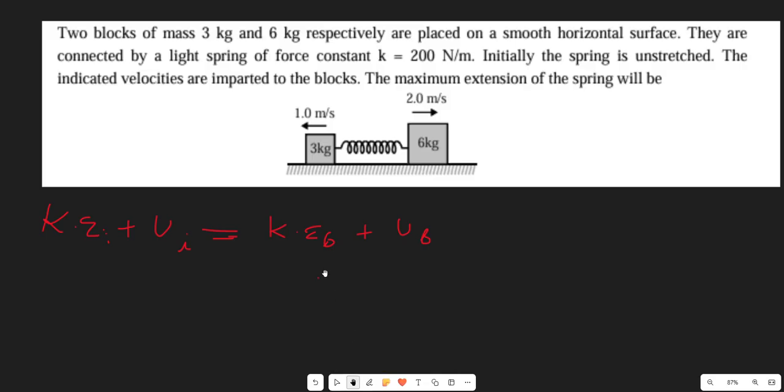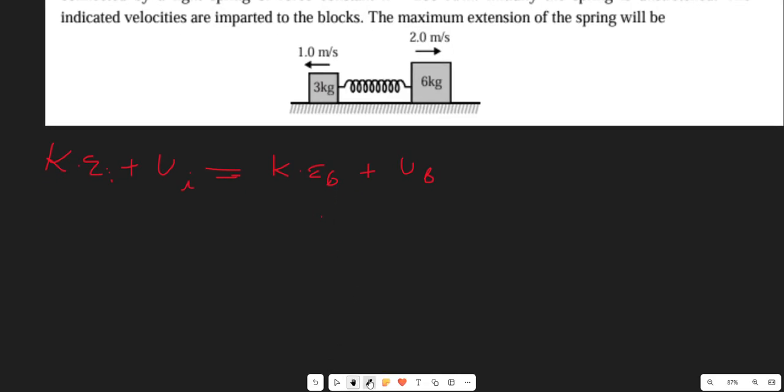Now, the initial kinetic energy will be equal to half m total u CM whole square plus half mu u relative square. This will be the initial kinetic energy of this system. But the initial potential energy of the system will be zero because the spring is at its natural length. So there is no compression or extension. Hence, the potential energy is zero.